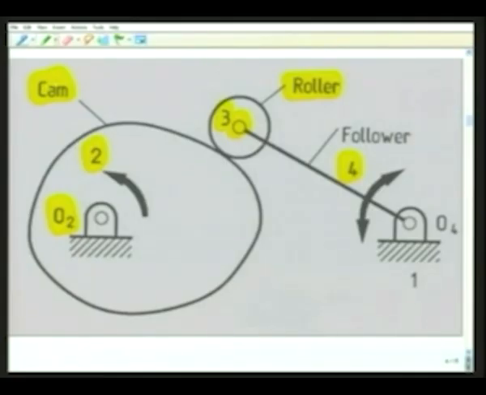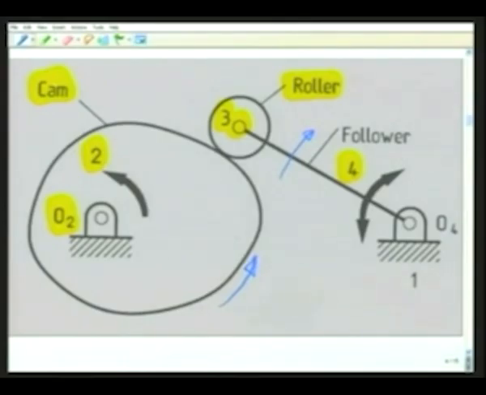It is intuitively pretty obvious that if we move link number 2, say I give it a rotation, then the follower will also have a rotation in this direction. So there exists a unique input-output relationship. Unique rotation of link 2 causes unique rotation of link 4. Now let me calculate the degree of freedom.